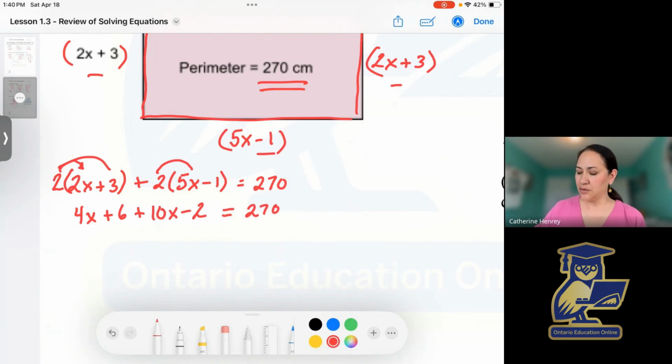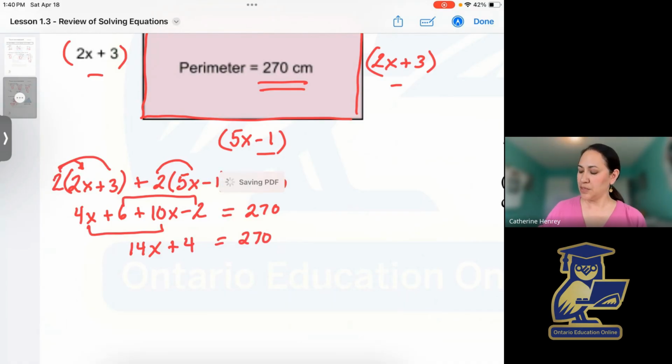Go ahead and collect your like terms. We have the constants and we have the x terms. 4x plus 10x is 14x. And 6 minus 2 is plus 4. And that is equal to 270.